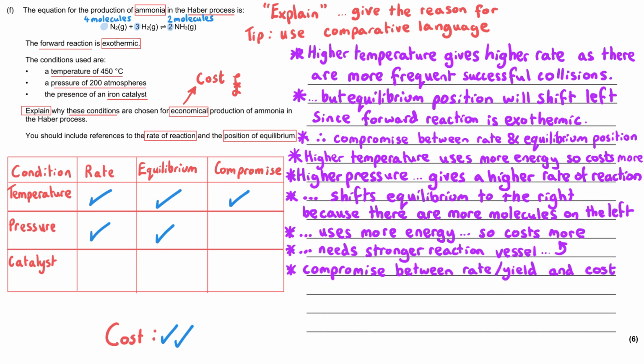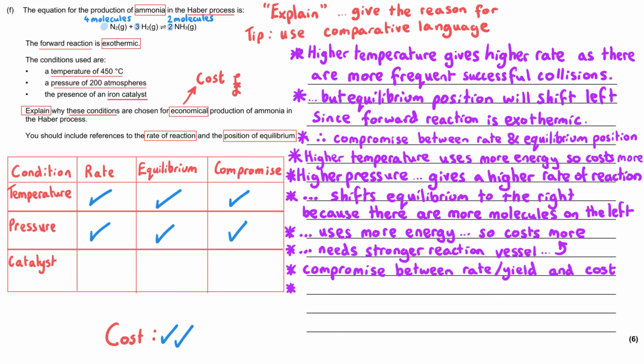And so the compromise on this occasion for pressure is between the rate and the yield, both being high, without setting the costs being too high. And so it's a compromise between rate and cost.